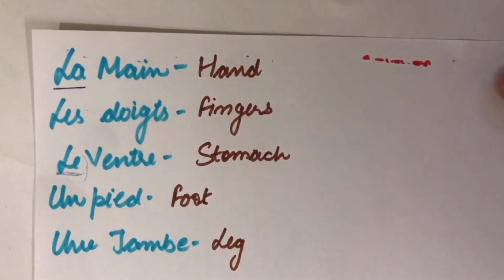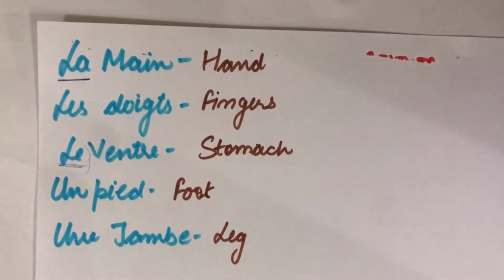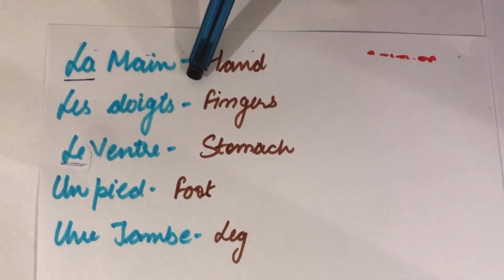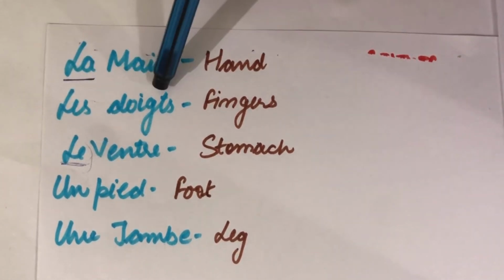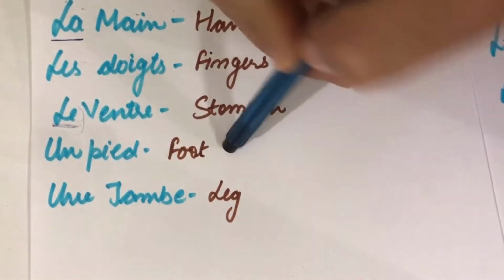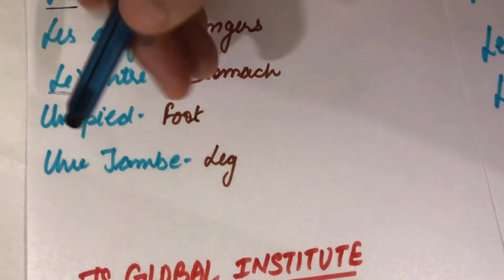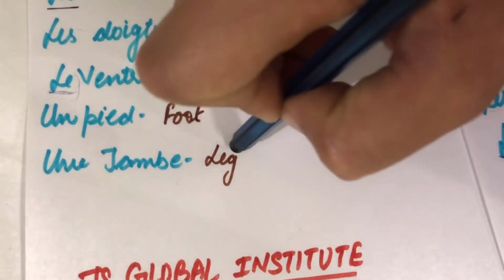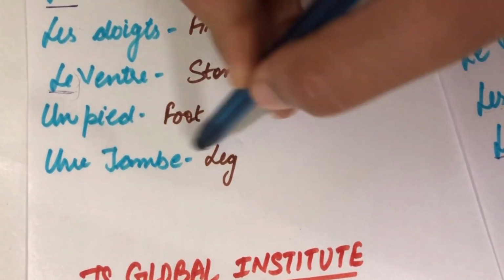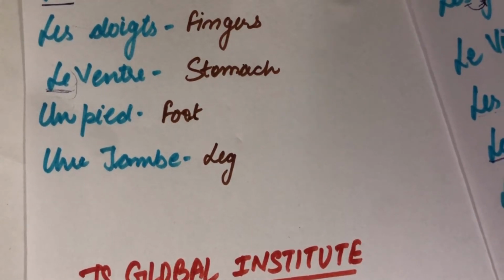La main, which means hand, and if you want to make it plural, that is we have two hands, respectively we would use les mains with an extra s over here. For fingers it is les doigts, le ventre for the stomach, un pied for foot, and des pieds for feet. Okay, that is for the plural. Then is une jambe, which is leg, and if you want to make it plural, that would become des jambes with an s added at the end.